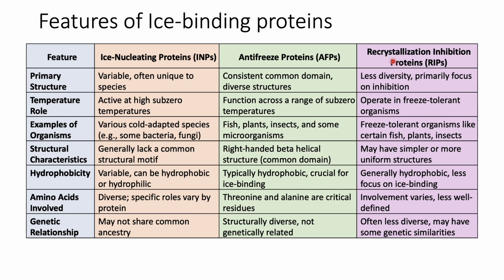And when we look at the recrystallization inhibition proteins, they are less diverse and they primarily focus on inhibition only. They operate in freeze-tolerant organisms like fish, plant and insect. They have simpler or more uniform structures across species. They are generally hydrophobic, with less focus on ice binding. Their involvement varies and they are less well defined. They are less diverse and may have some genetic similarities.